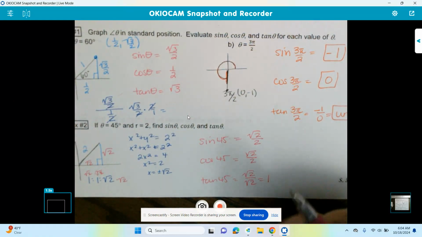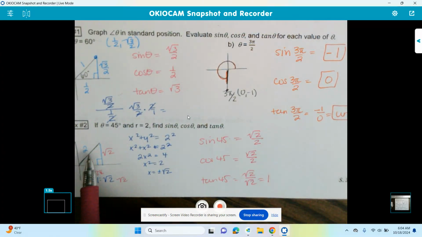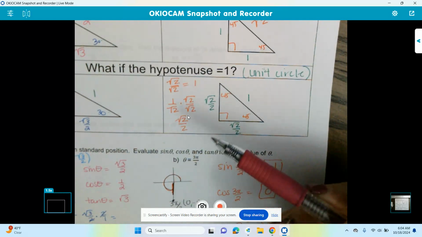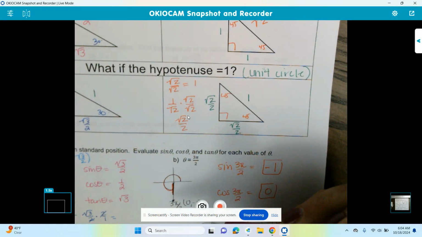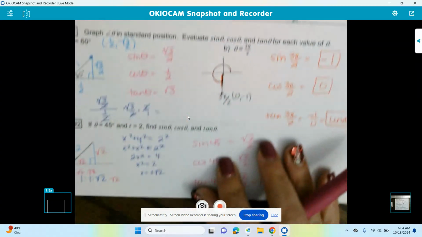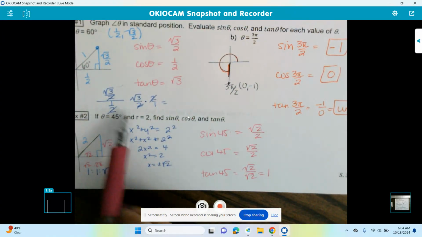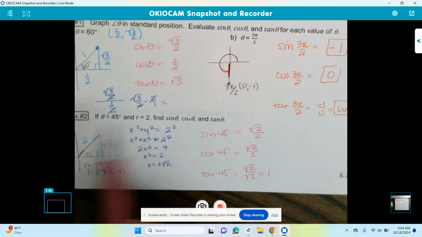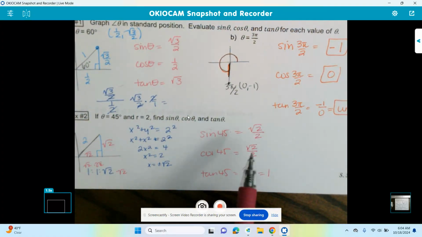Okay, so for 45 degrees, I got the square root of 2 over 2, square root of 2 over 2, and 1 when my radius was 2. Well, up here, I got the square root of 2 over 2, square root of 2 over 2, and 1 when my radius is 1. Okay, so this is what's key. If it is a special angle on your unit circle, no matter what your radius is, your ratio is always going to reduce down to those basic ordered pairs that we use. Okay?